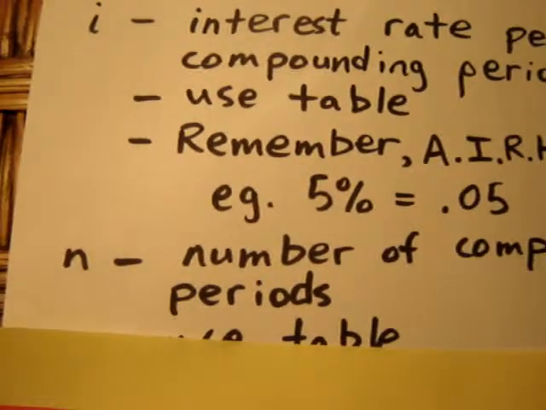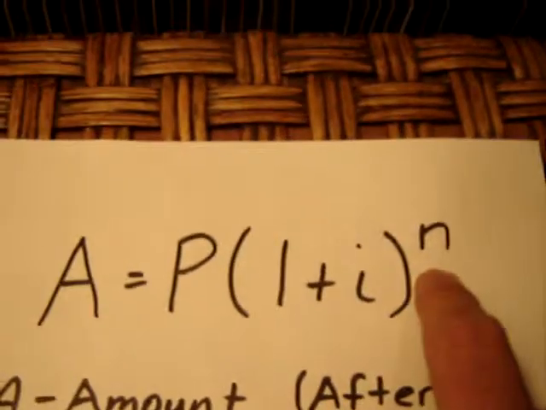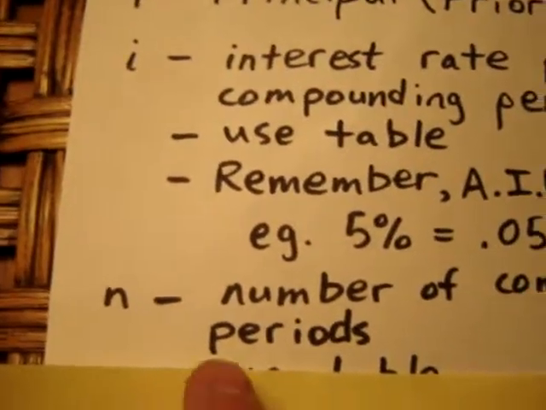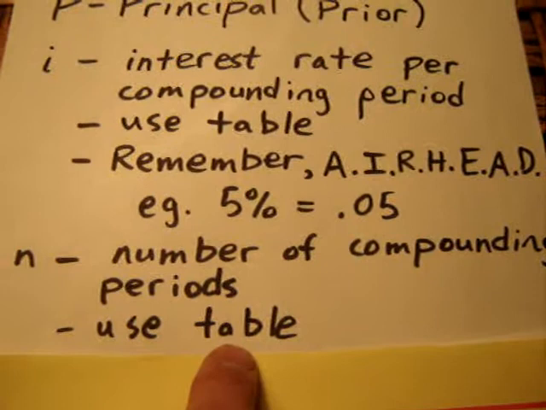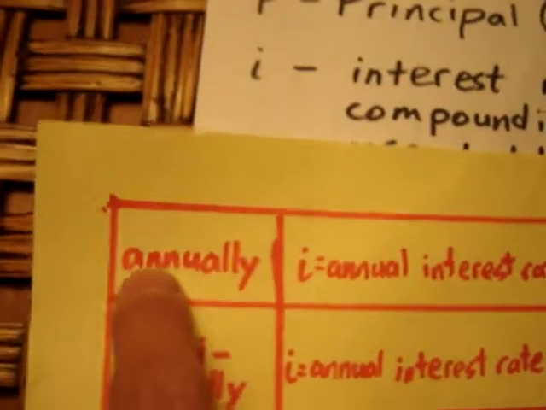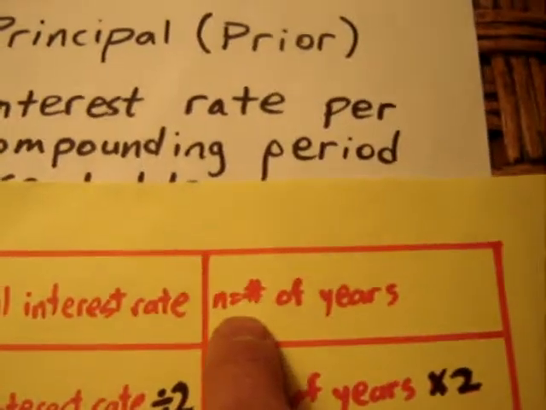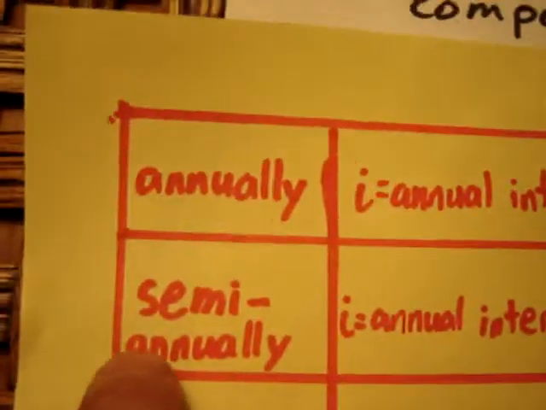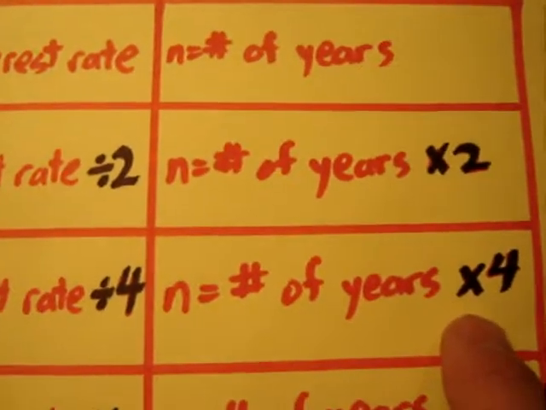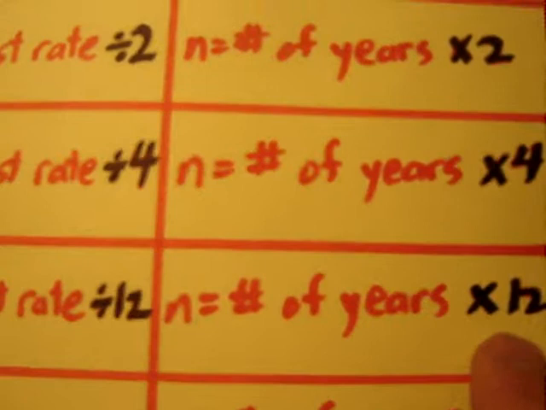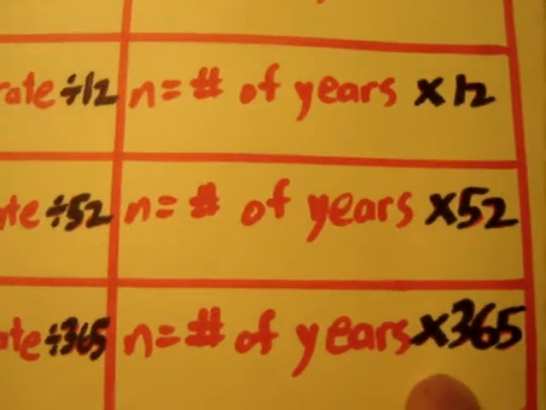The final one in our formula is little letter n, which is the exponent in our formula. Well, little letter n is equal to the number of compounding periods, and in order to evaluate that, we often use the table. So if we are doing annual compounding of interest, then our n will be the number of years. If we are doing a semi-annual compounding of interest, we will multiply the number of years by 2. Quarterly, we multiply by 4. Monthly, we multiply by 12. Weekly, we multiply by 52. Daily, we multiply by 365.